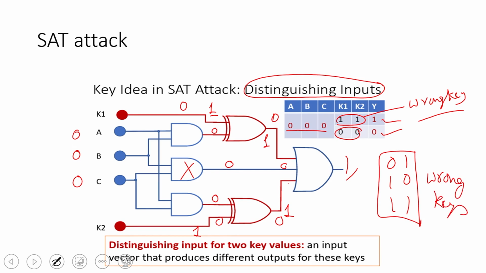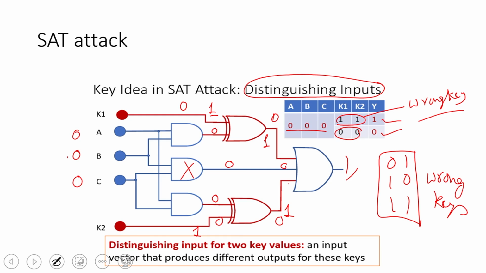Because if you give 0 0 or 0 1 or 1 0, one of the bits will be 1, and since it is an OR gate, the output will always be 1, but your original output is 0. So, just by giving this particular circuit 0 0, I would have removed all the wrong keys, and only 0 0 is the correct key, it will come out, right.